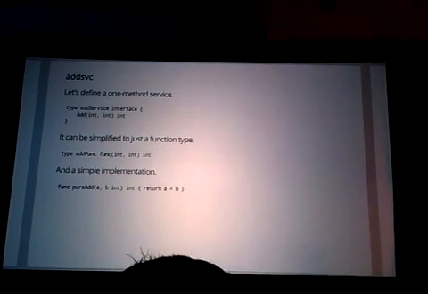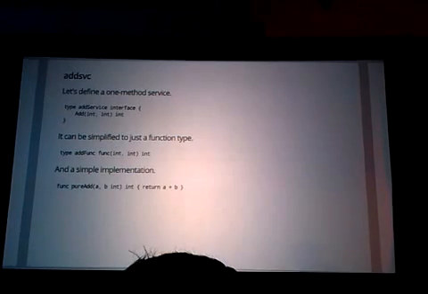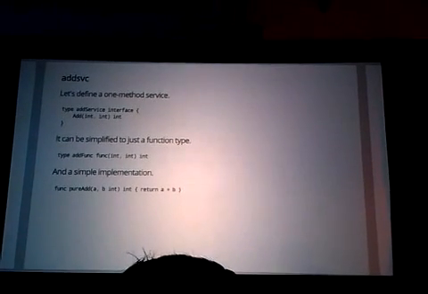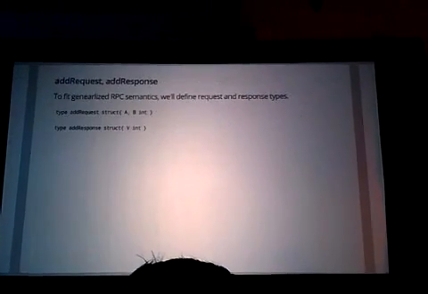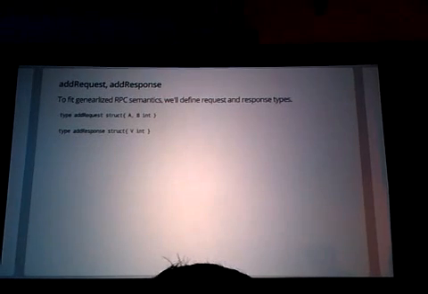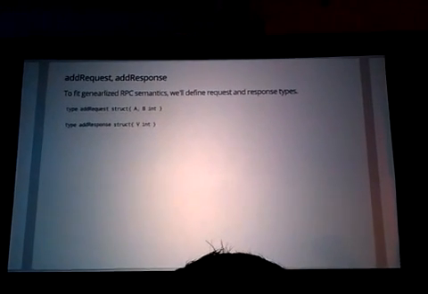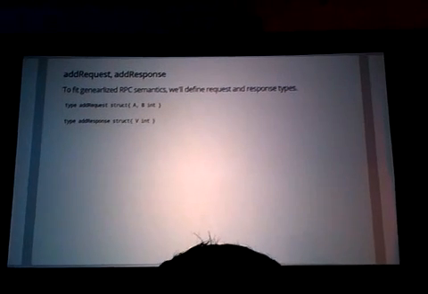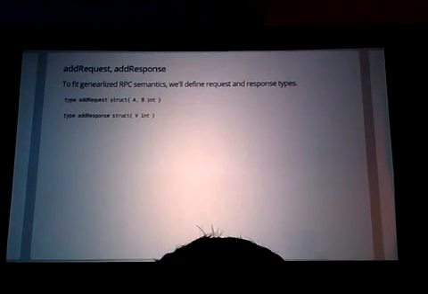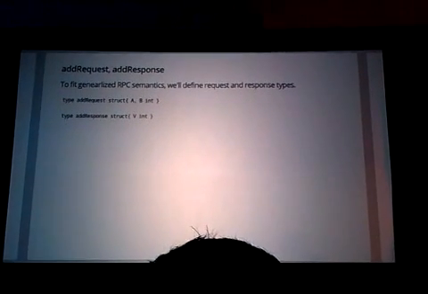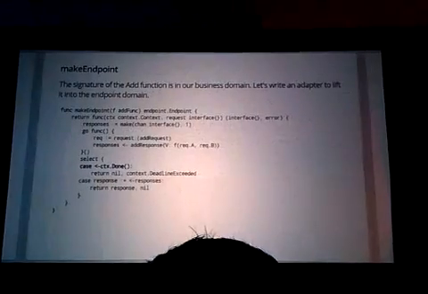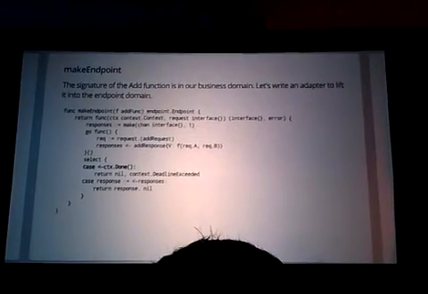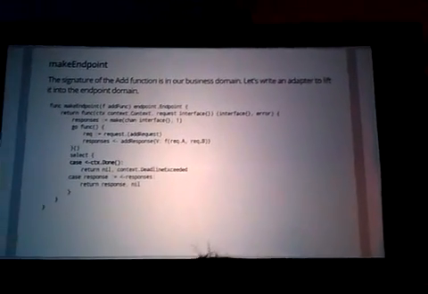And a simple implementation would be a pure add, which just returns A plus B. Straightforward enough. Okay, because we're doing this using generalized RPC semantics, we need to define request and response types. So a request type is just all the parameters, and a response is just the return value. Easy enough. The signature of our add function is in our business domain. We care about integers in our business domain.